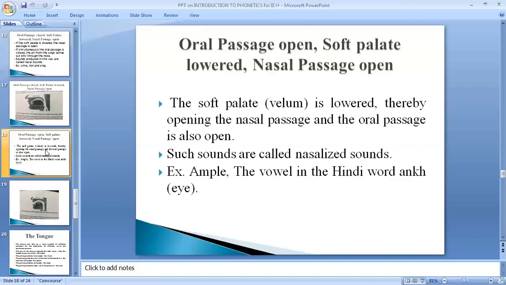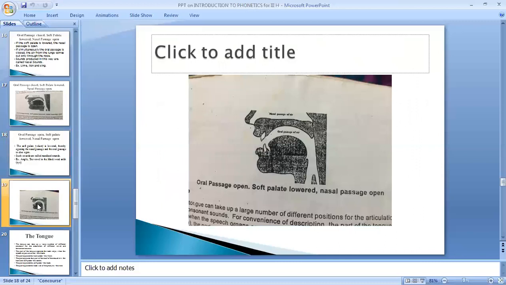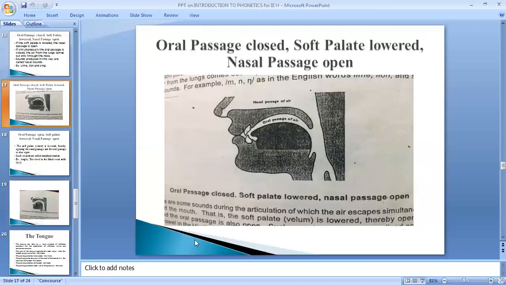There are no nasalized sounds in the English language, but we have some in the Hindi language. So look at this picture. The oral passage is open, and here also the nasal passage will be opened. For example, this one.